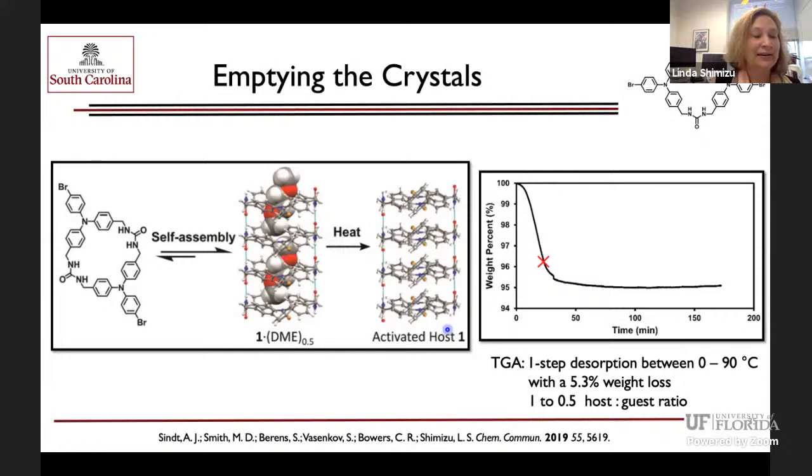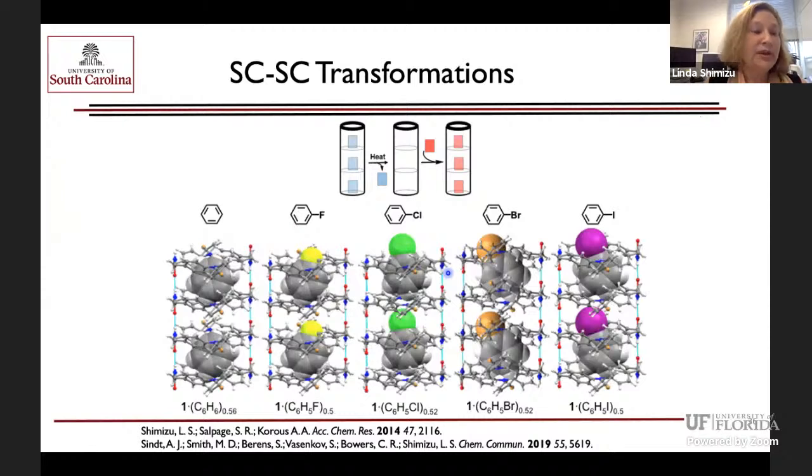And so we take our activated materials and immerse them in liquid guests. These are single crystal structures of complexes that have either benzene, fluorobenzene, chlorobenzene, bromobenzene, or iodobenzene. You can see from their structures, the framework is unchanged. All the frameworks are isostructural. The only thing that's changing is the guest that's been put inside. Benzene, fluorobenzene, chlorobenzene, and bromobenzene are all absorbed 2 to 1, basically, close to guest.